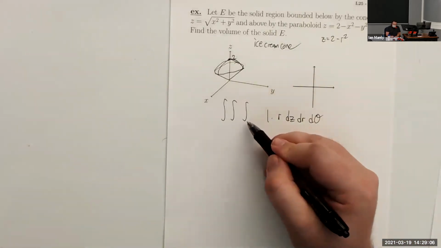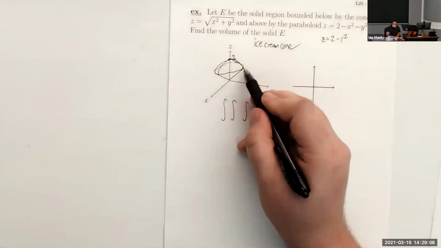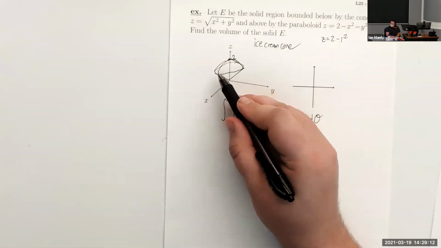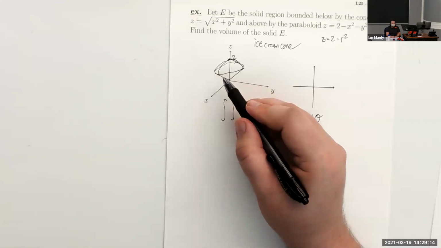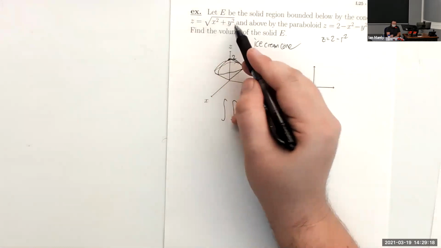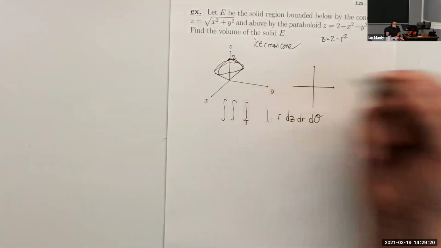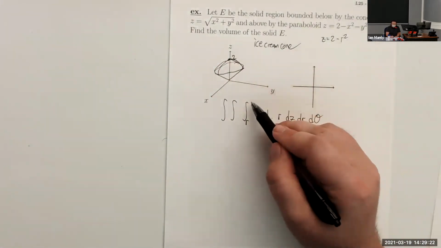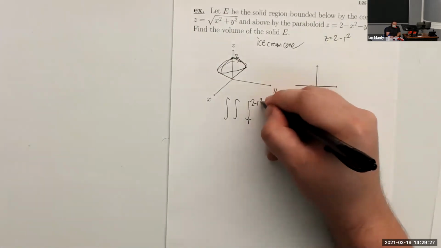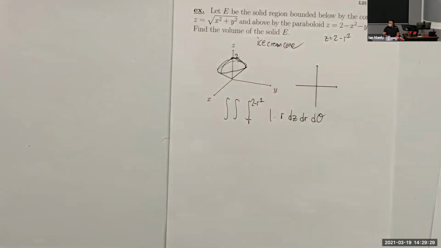All right, so my lower bound for this is going to be the cone. My lower bound is the cone, and we just saw in the previous problem how to write that in terms of cylindrical coordinates. It's just going to be z is the square root of r squared, or r. And then the upper bound is not a sphere, it's the paraboloid. It's 2 minus r squared in terms of cylindrical coordinates.